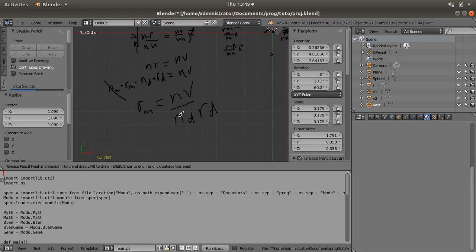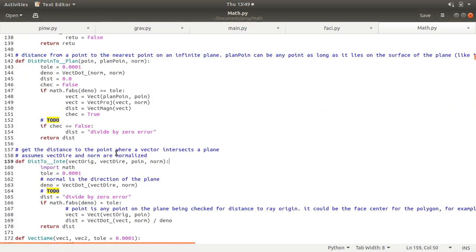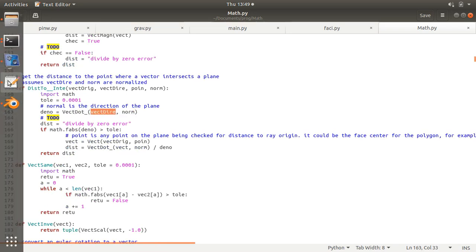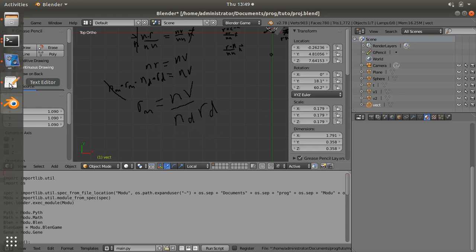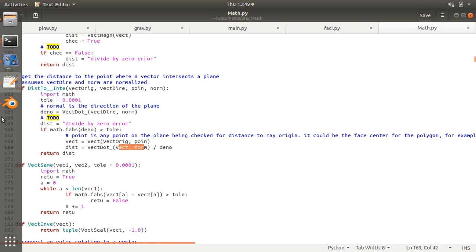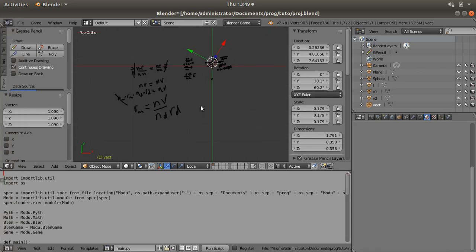And let's see if I did that correctly, or if I got something backwards. So my denominator is equal to my ray direction dotted with my norm, and my numerator is my vector from the point to the plane dotted with the norm. So I think that is correct. So I'm getting pretty close to all I wanted to talk about.